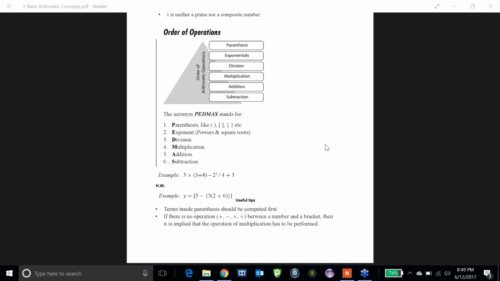Sure, sir. So, according to PEDMAS rule, what do we need to check first? Parentheses. But here, there are many parentheses: 1, 2, and 3. So we need to take the innermost parenthesis and do the operations in that. If there is a multiplication, you need to do the multiplication first. If there is a division, you need to do division first. And later, after these two, you need to perform addition and subtraction. To make you understand, I'll be doing it.